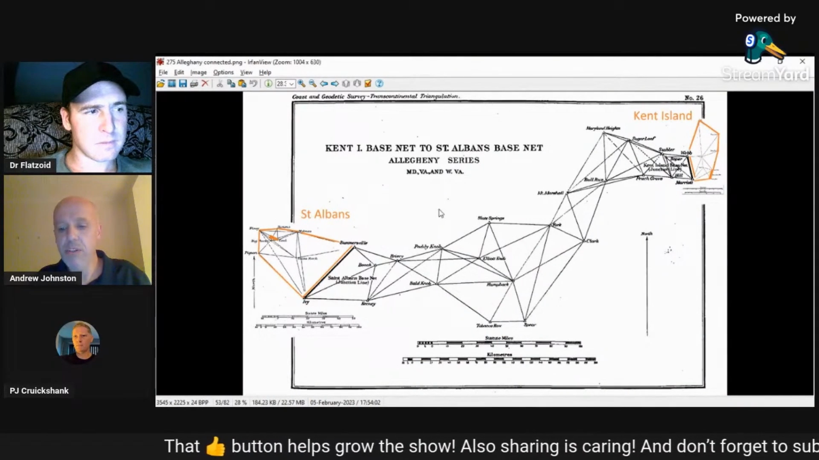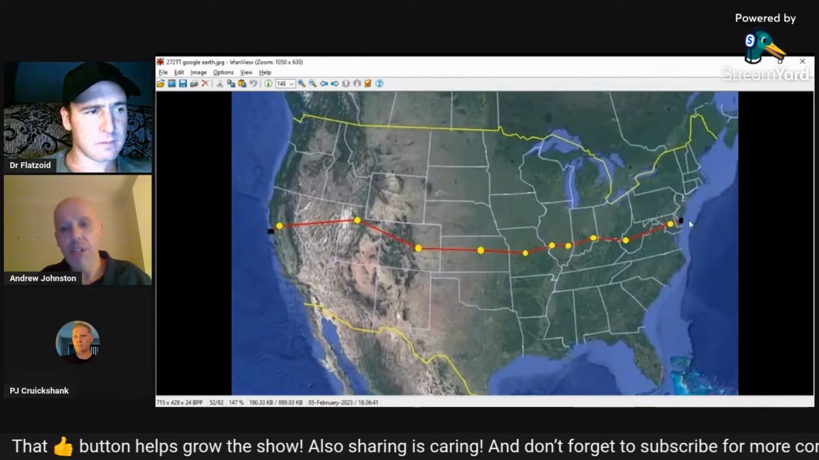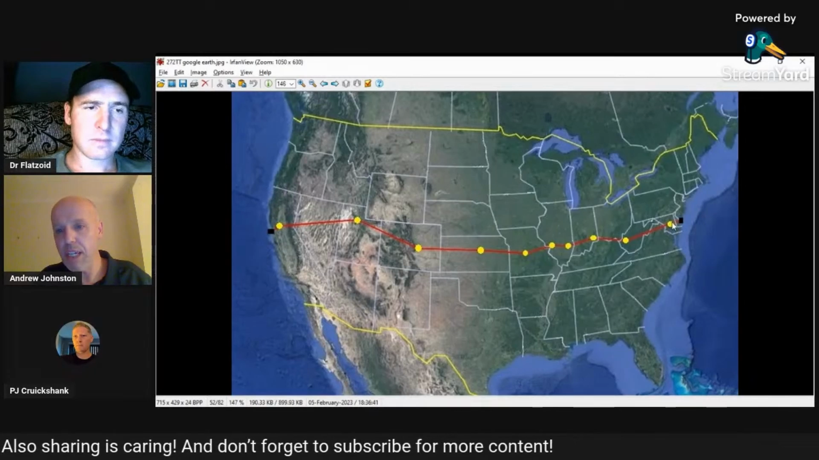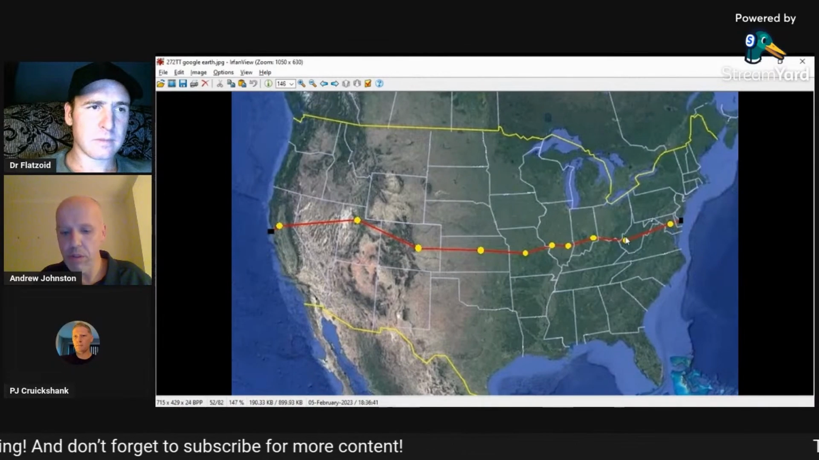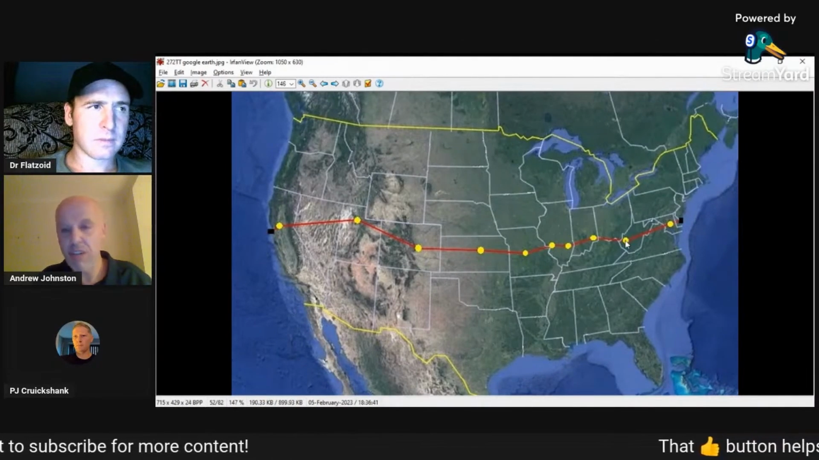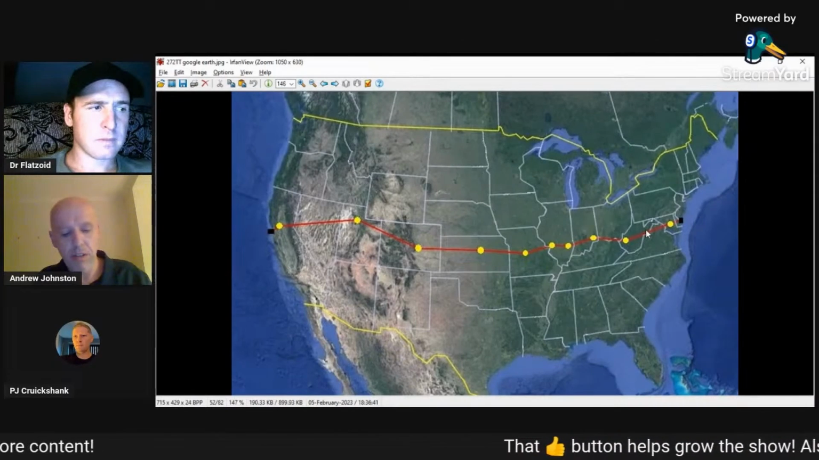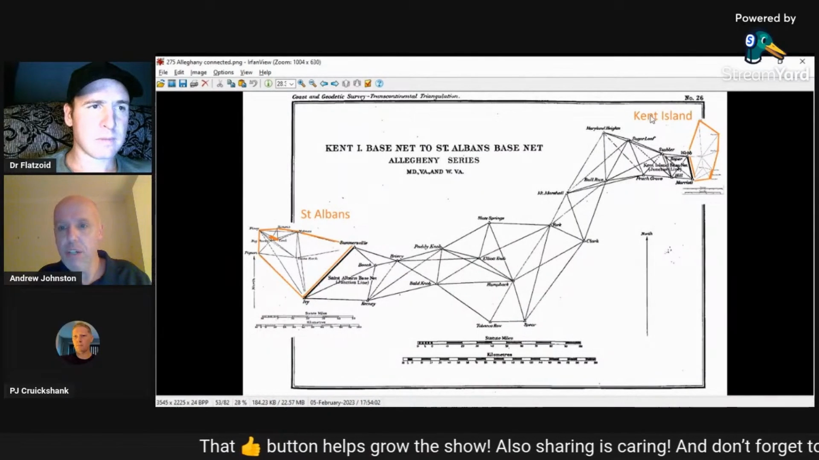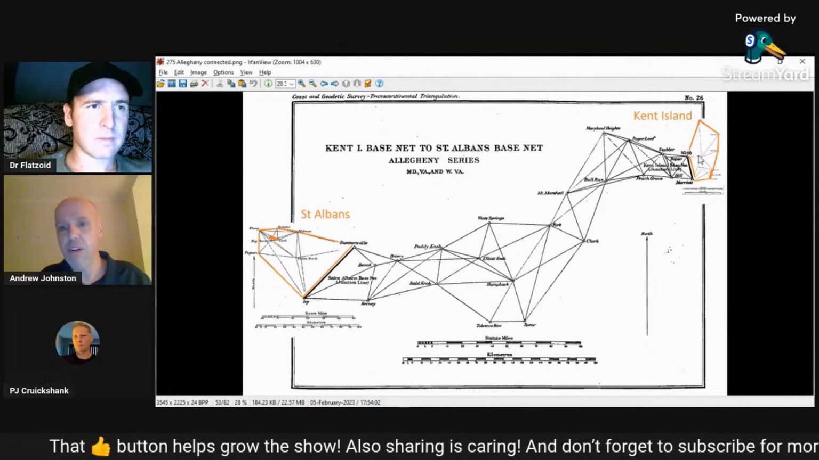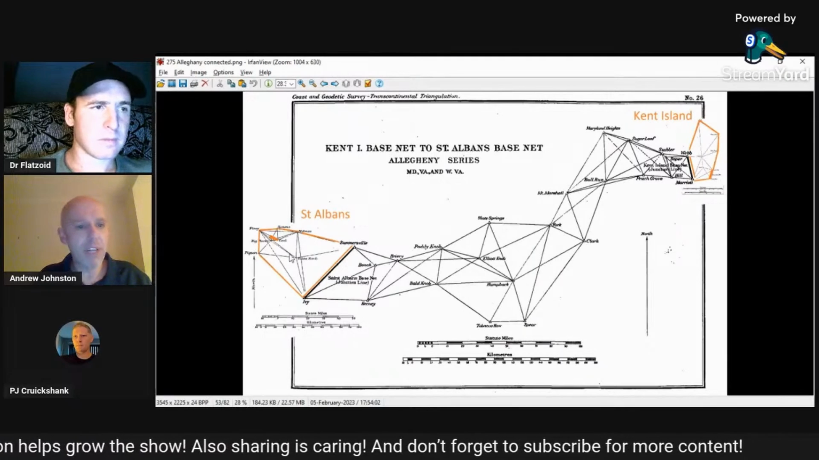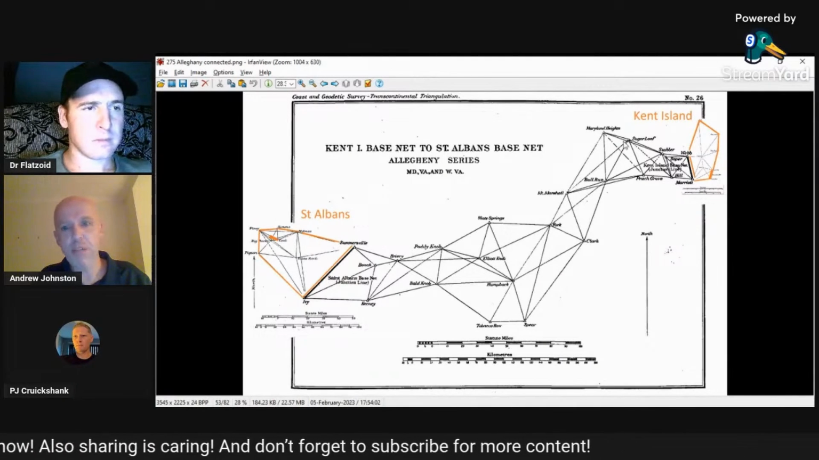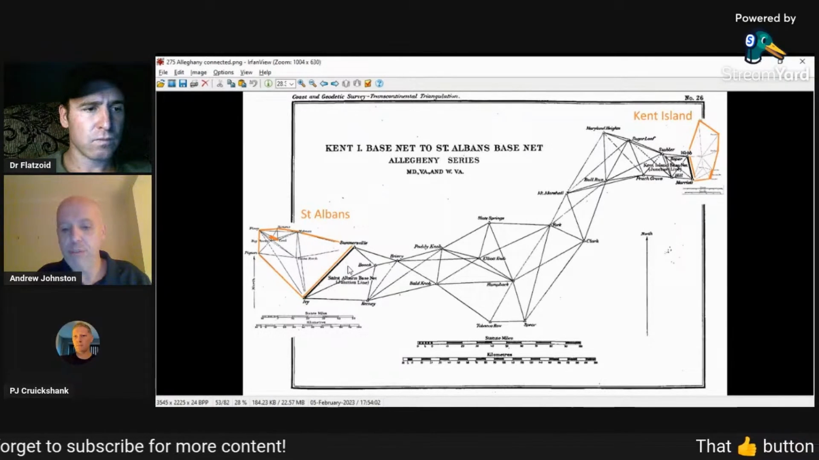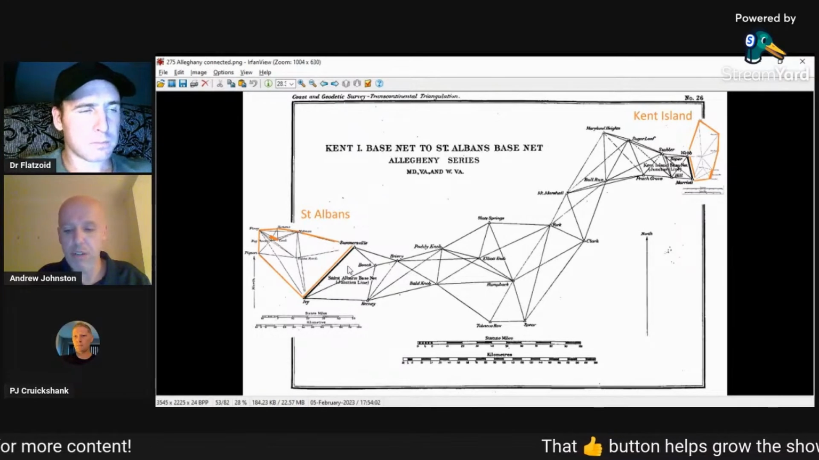Here is the easternmost triangle. Actually, I'll go back and show it. So we're dealing with this here on the east coast between the Kent Island base net in Maryland and the St Albans, West Virginia, base net. Over here, on the right in orange, we have the Kent Island base net. And over on the left, we have the St Albans base net. And in between, we have this huge connected series of triangles. Now, this spans about 450 kilometres between the left and the right of the screen.